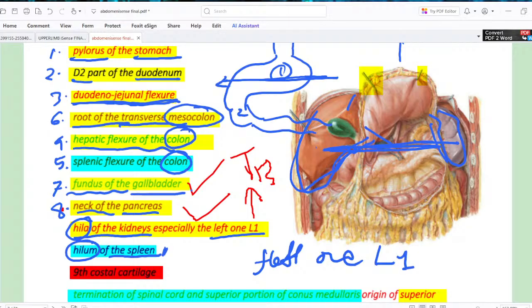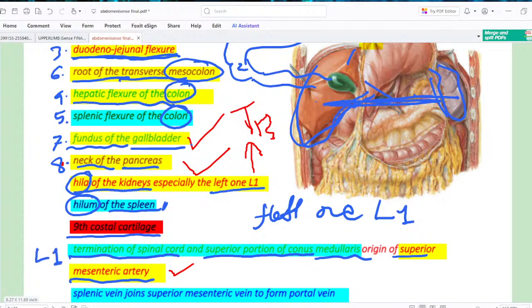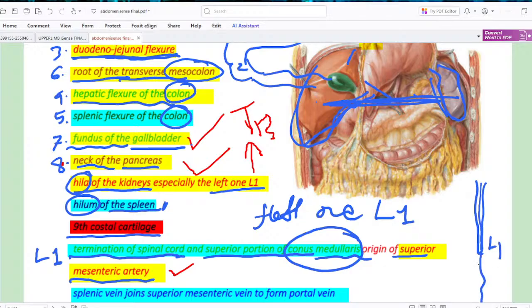Costal cartilage. Of the spinal cord. L1 and then the combination of the spinal cord and conus medullaris.